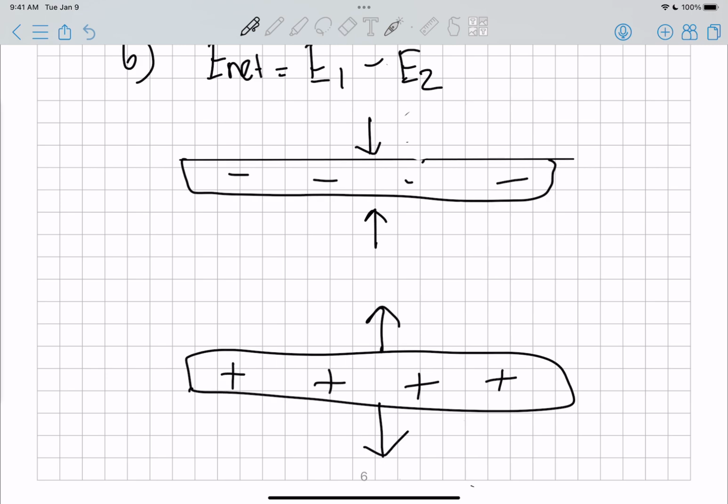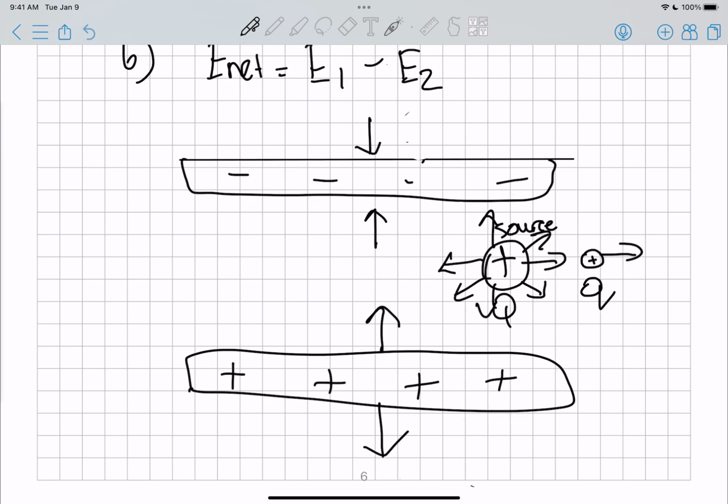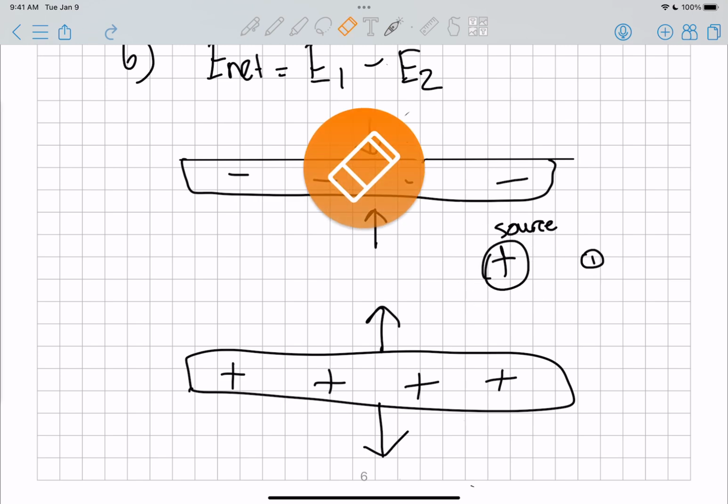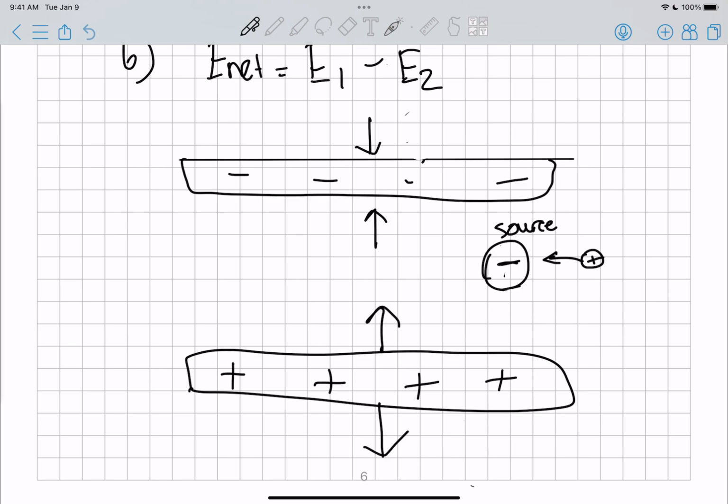If I just had a source charge, this is my source charge, capital Q, and this is my test charge, lowercase q, I draw the electric field lines in a way to show how the test charge would react. Test charge positive next to positive would want to move away from it, so it would go this way. So the electric field lines point outwards from the source charge. Now, if this were a negative charge that we're dealing with, and this is positive, it would want to be attracted to it. So the electric field lines point inwards for a negative charge. That's the idea.